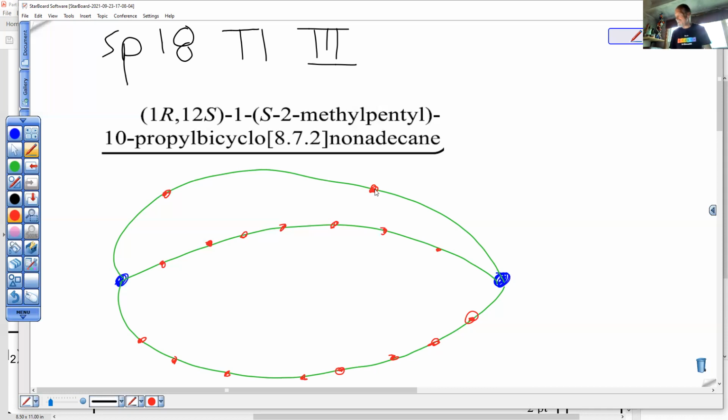You've got 19 carbons there. 17 of them are the reds, and the 2 bridgeheads are the blues. And they're right here in the name.